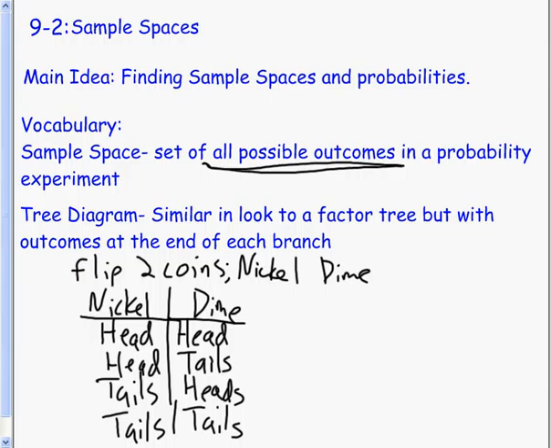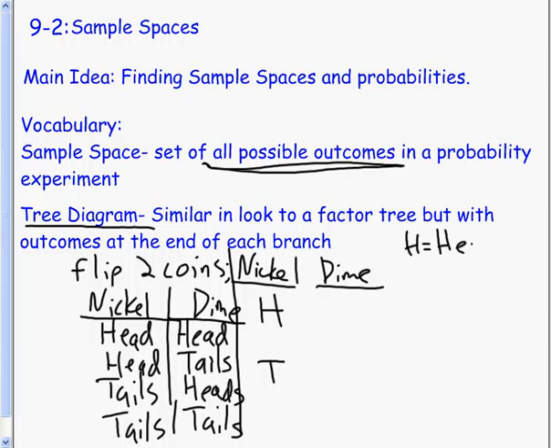The other way it can be written is in a tree diagram, using our second vocab term. They're similar to look to a factor tree, but with outcomes at the end of each branch. So in this case, I could go straight for my list right here. Nickels have the option of heads or tails, and again I would include a key that says H equals heads, T equals tails. If you're using abbreviation, it's always good to have a key. So my nickel could land heads or tails.